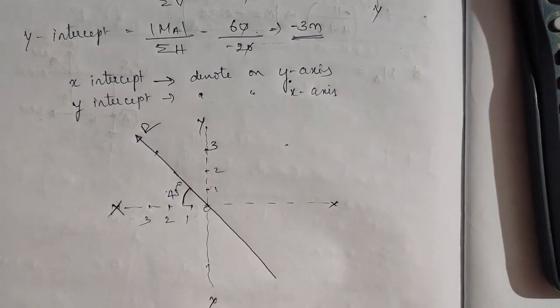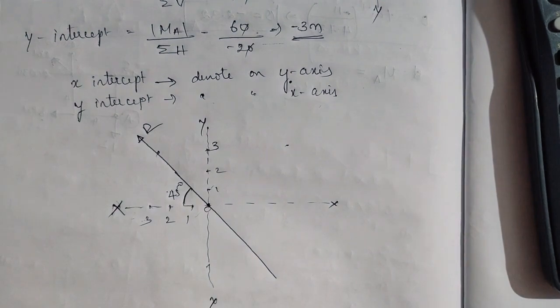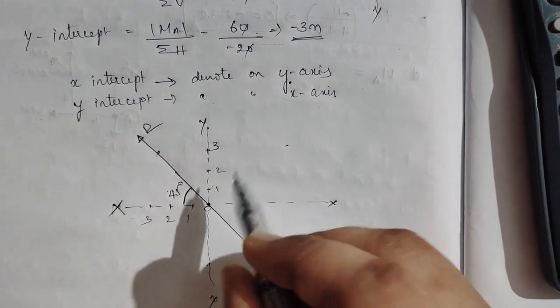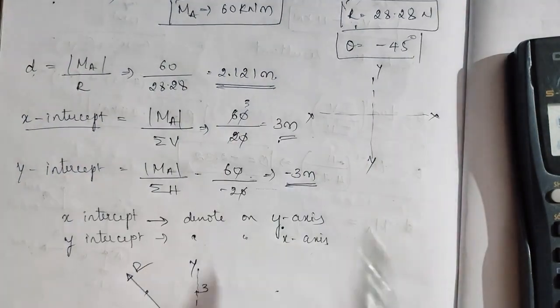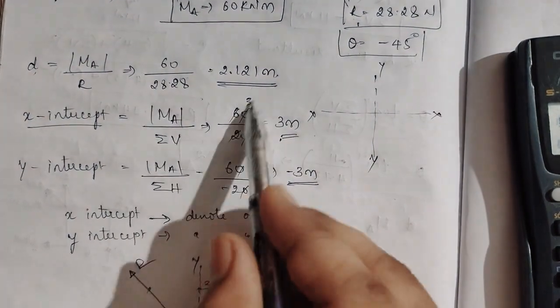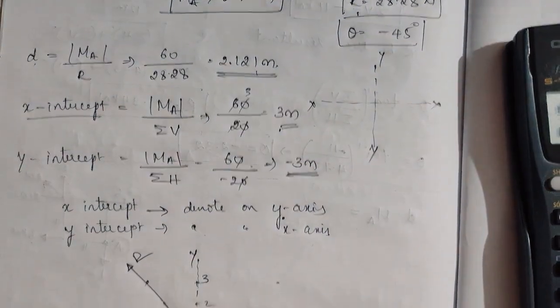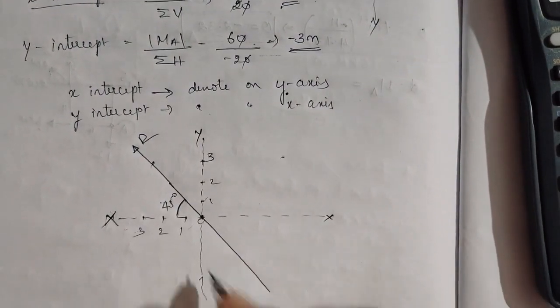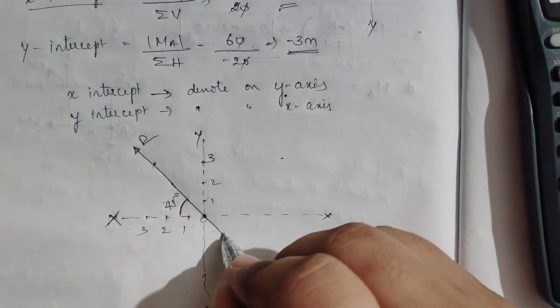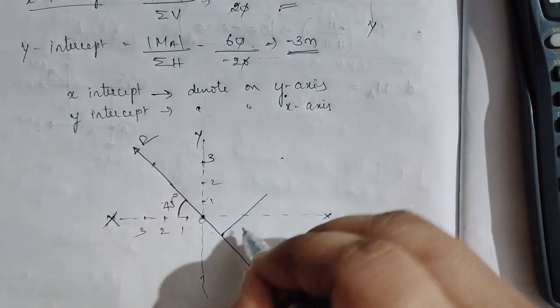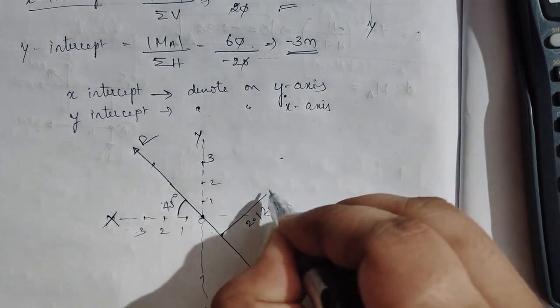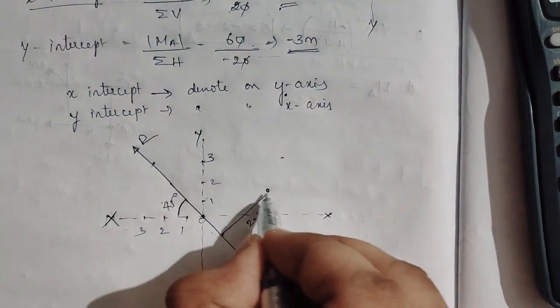So I have to find the distance of A. So your A will be at a distance of 2.121 meter. So here 2.121 meter. So that will be at a distance perpendicular to this line, that is, I'll mark this as 2.12 meter and this point as A.